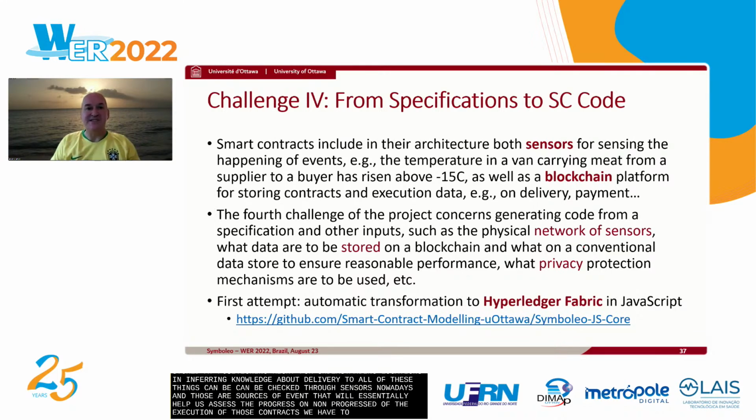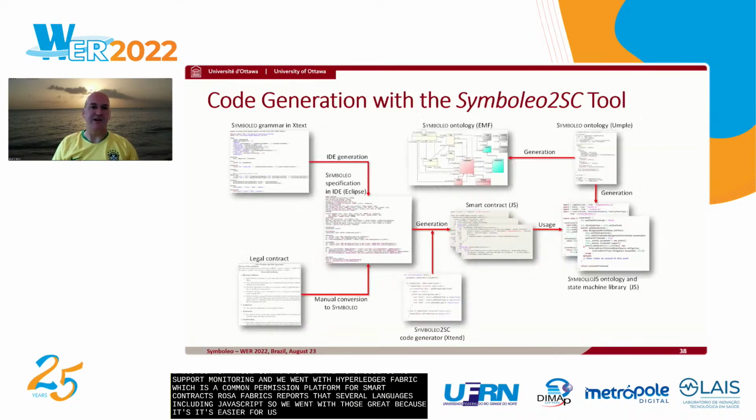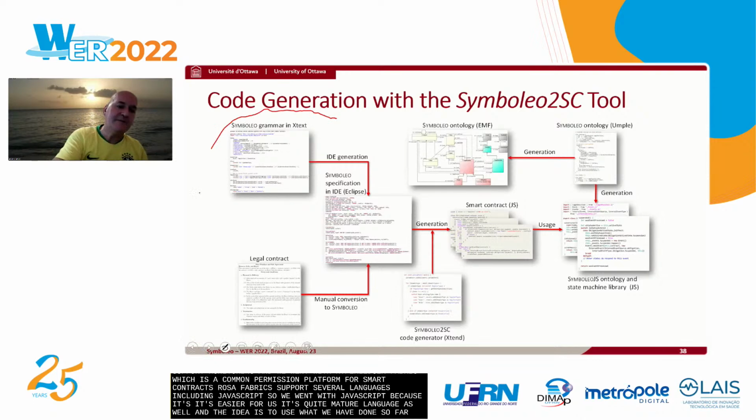We had to choose a mechanism to support monitoring, and we went with Hyperledger Fabric, which is a common permissioned platform for smart contracts. Hyperledger Fabric supports several languages, including JavaScript. So we went with JavaScript because it's easier for us. It's a quite mature language as well. And the idea is to reuse what we have done so far.